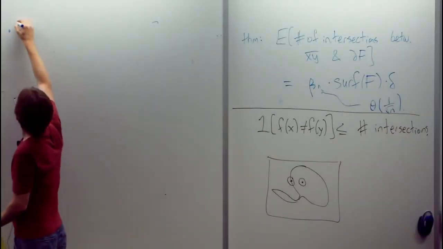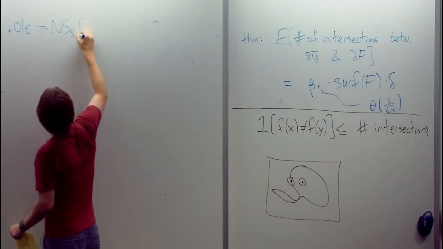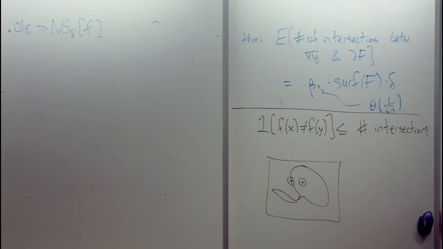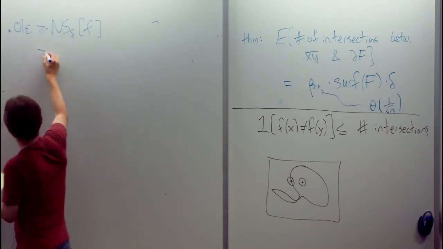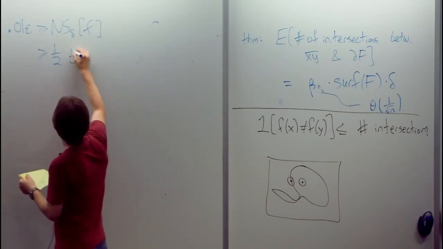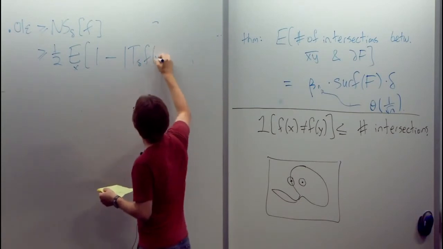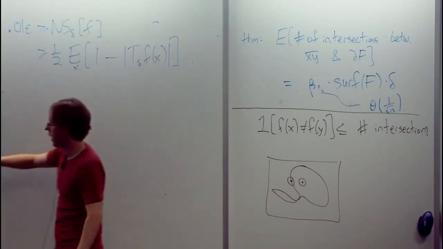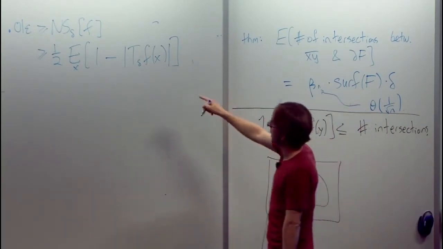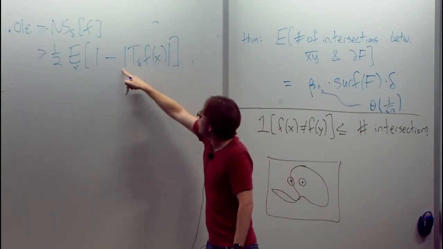The hypothesis of this theorem is that epsilon is bigger than or equal to the noise sensitivity at delta of f. Let me use this formula here. So that's bigger than or equal to a half times the expected value over x of 1 minus the absolute value of T delta f of x, just using the fact that f is at most 1 in absolute value.